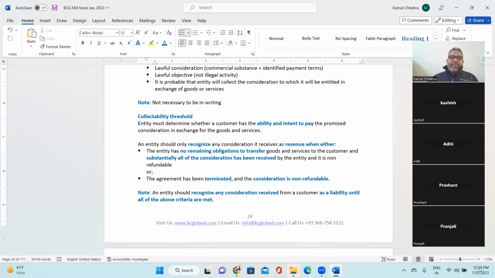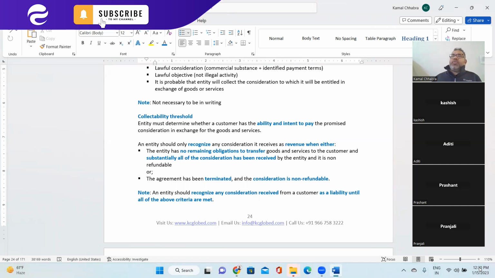The next point is the collectibility threshold. The entity must determine whether a customer has the ability and intent to pay the promised consideration in exchange for the goods and services. So ability and intent is the key point here.